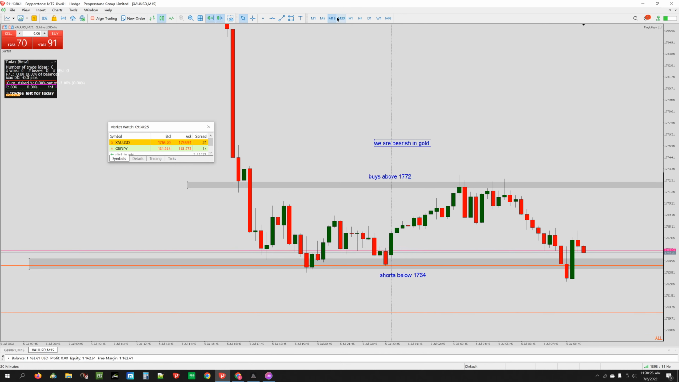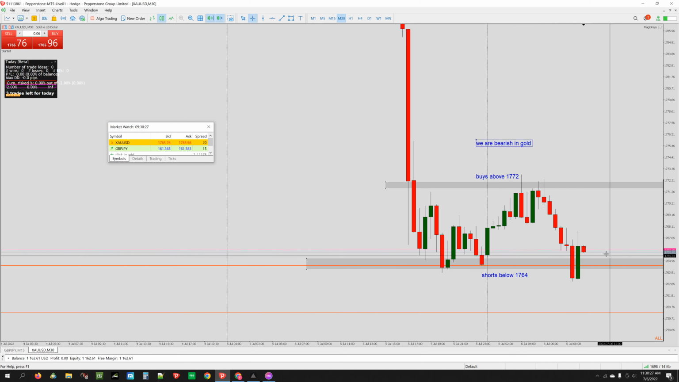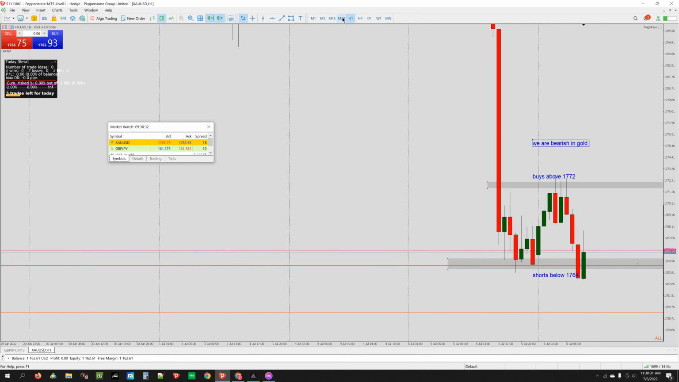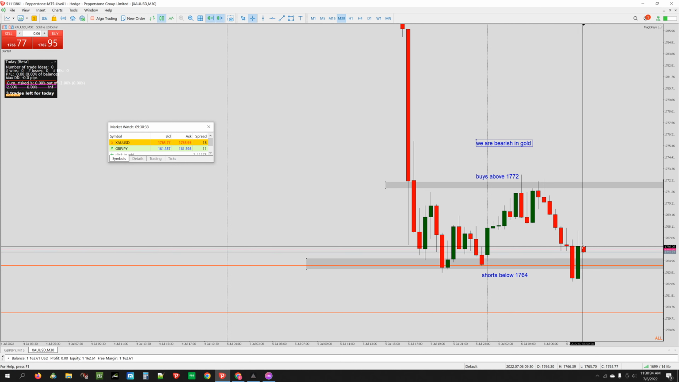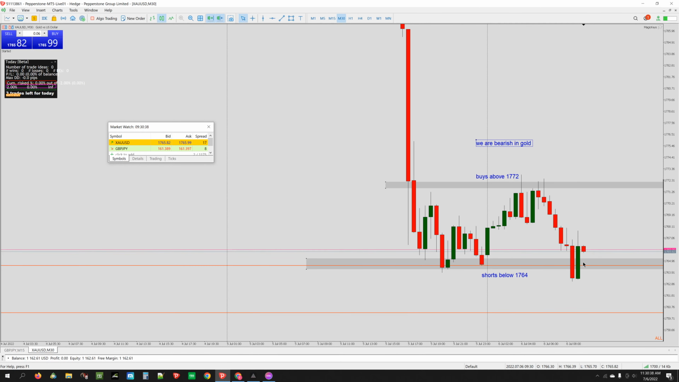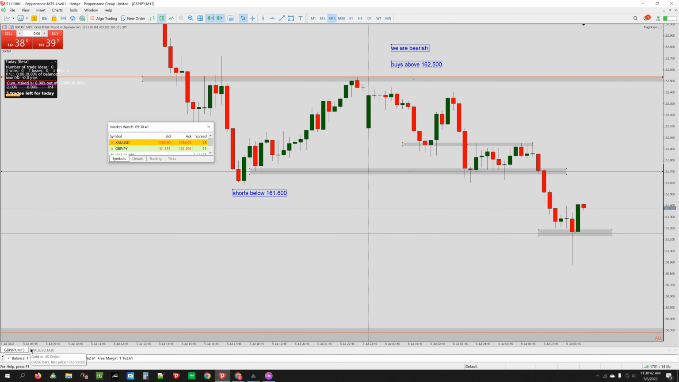And in GBP/JPY the M30 candle has closed here, but it does have a wick at the top, so there is nothing so far. We are still waiting.